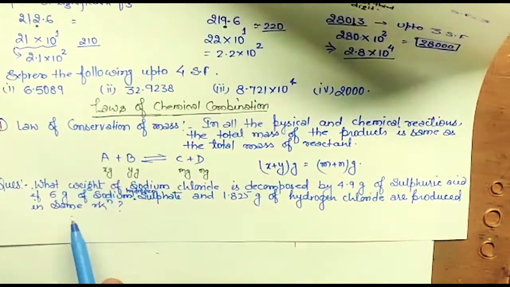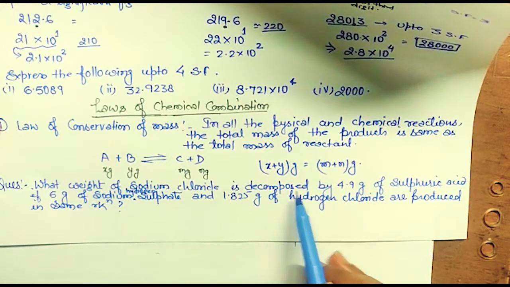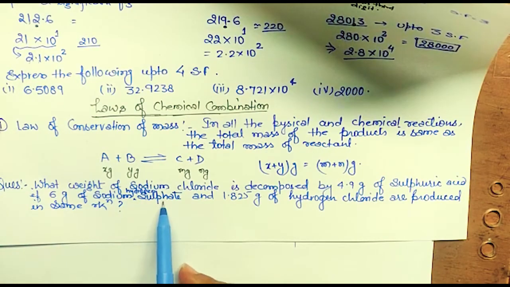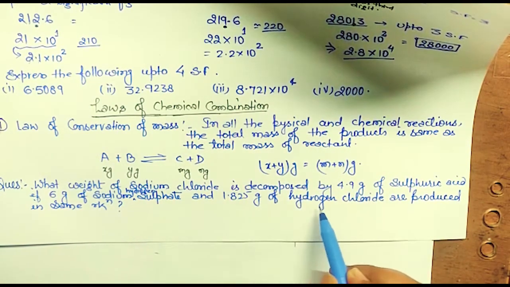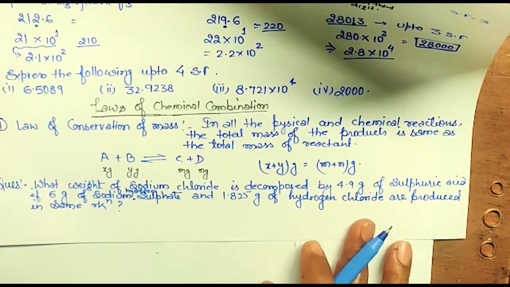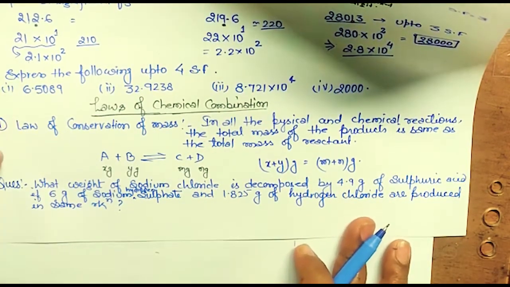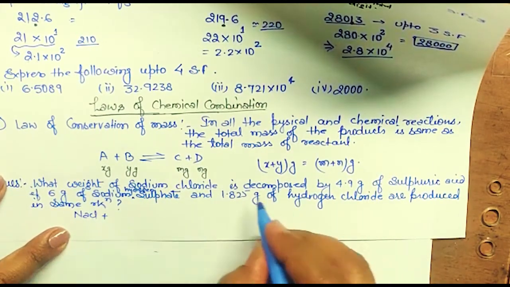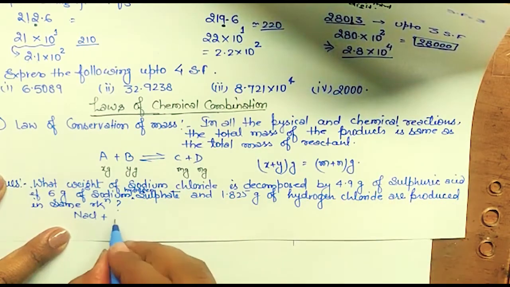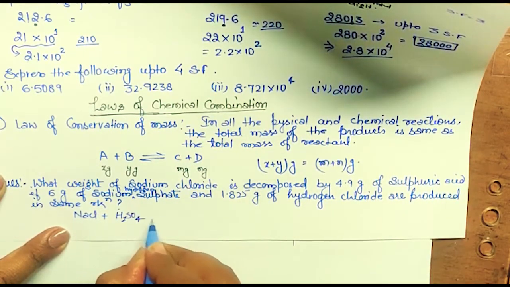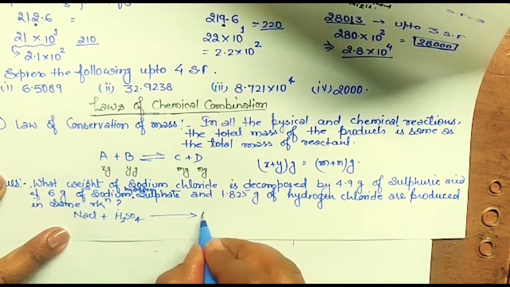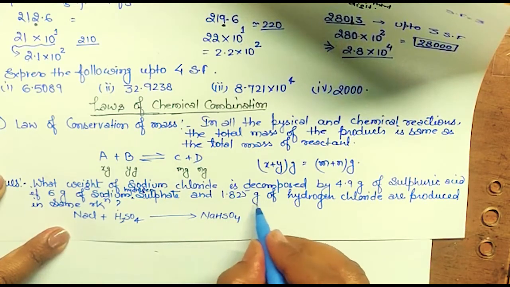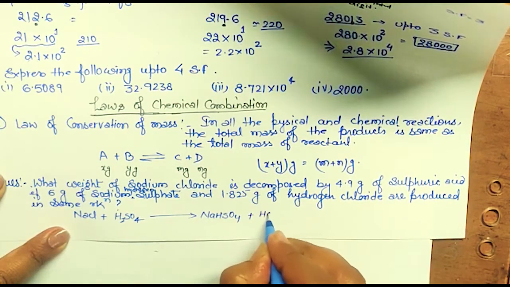I have written the question here. What weight of sodium chloride is decomposed by 4.9 gram of sulfuric acid if 6 gram of sodium hydrogen sulfate and 1.825 gram of hydrogen chloride are produced in the same reaction? So first write the balanced equation. Sodium chloride, NaCl, plus 4.9 gram of sulfuric acid, H2SO4, forms sodium hydrogen sulfate, NaHSO4, and 1.825 gram of hydrogen chloride, HCl, isn't it?